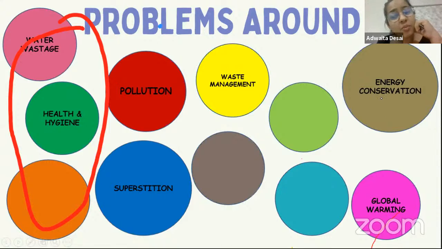There is also one more problem called as energy conservation. Energy conservation means हम कभी कभी इलेक्ट्रिसिटी वेस्ट कर देते हैं, कभी कभी गैस वेस्ट होता है, पेट्रोल वेस्ट होता है. How can we be very specific and reduce the wastage and start energy conservation?